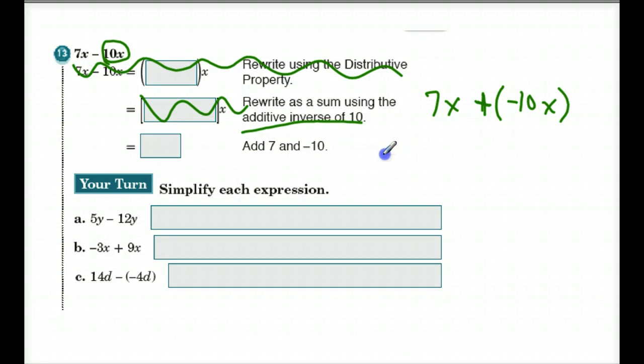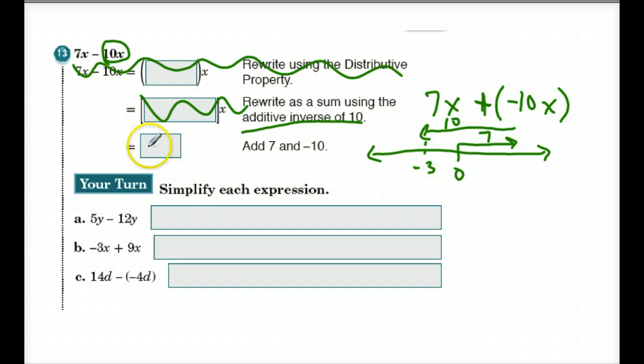Remember, if we were looking at this on the number line, we have 0 here. We'd start at 0, we'd go 7 this way, and then we'd go back 10 this way. We'd end up at -3. So we have -3x. Okay, so now your turn. Try and see if you get the right answer.